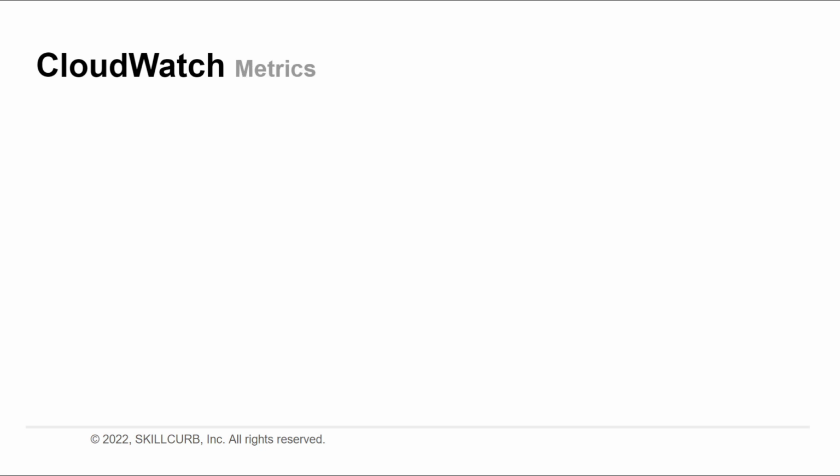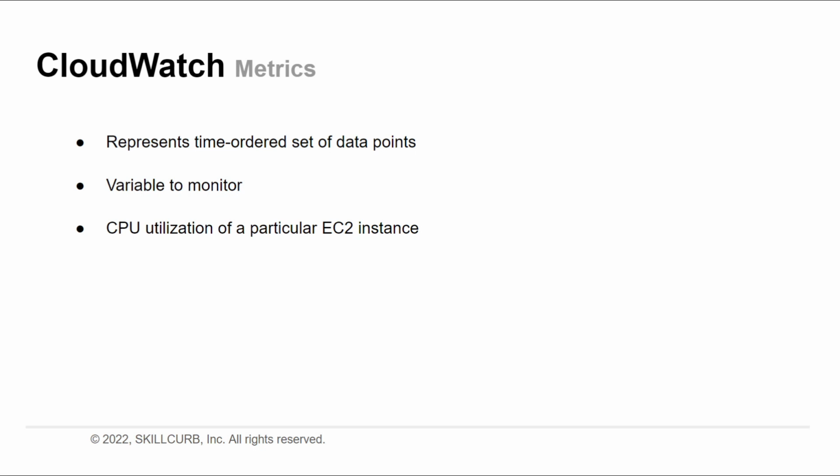Metrics are the fundamental concepts in CloudWatch. A metric represents a time-ordered set of data points that are published to CloudWatch. Now think of a metric as a variable to monitor, and the data points as representing the values of that variable over time. For example, the CPU usage of a particular EC2 instance is one metric provided by Amazon EC2. The data points themselves can come from any application or business activity from which you collect data.